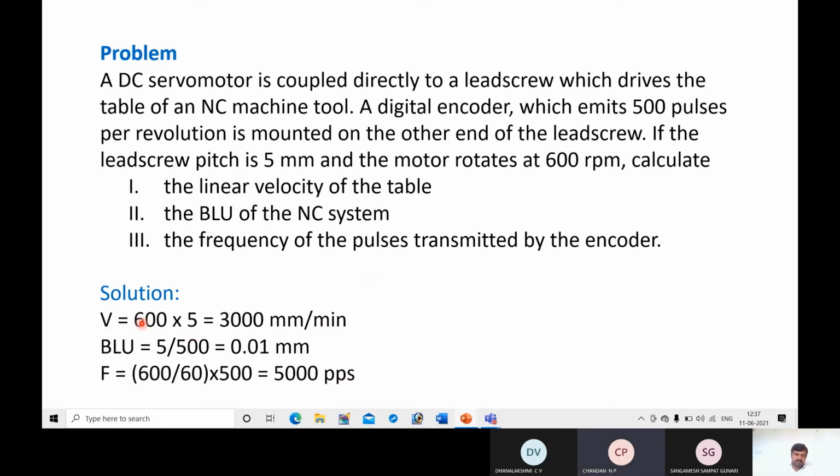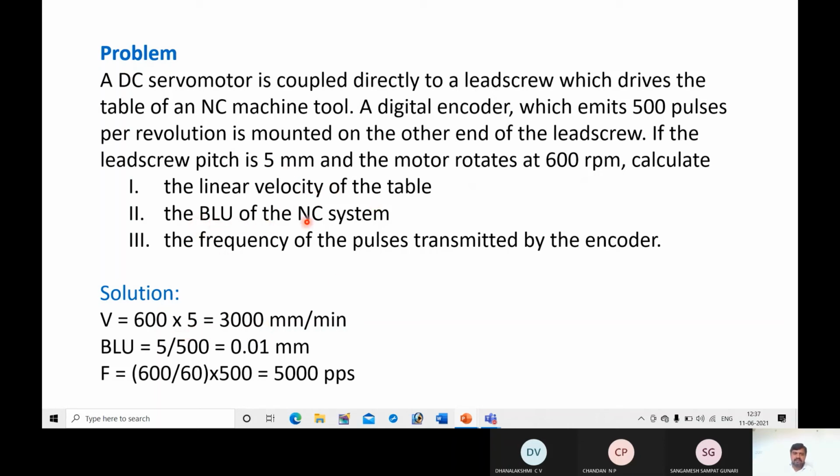For the first one, the linear velocity of the table. If we are considering it per minute, there are 600 revolutions. A pitch of 5 mm means for each revolution there will be a linear movement of 5 mm. For 600 revolutions, 600 into 5 will give you the linear movement. That is the linear velocity of the table.